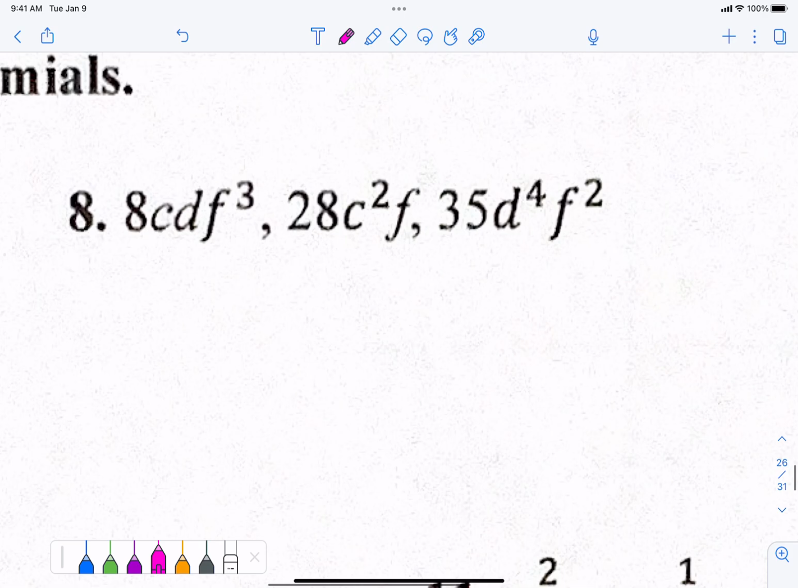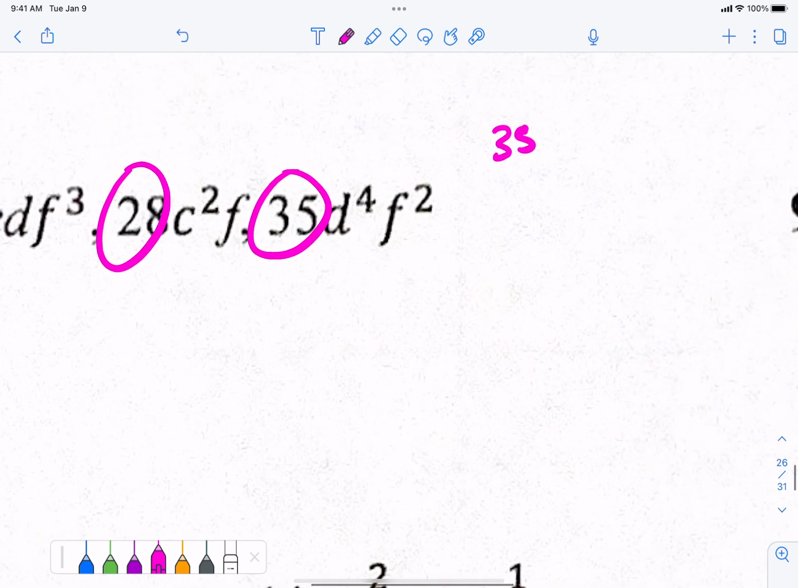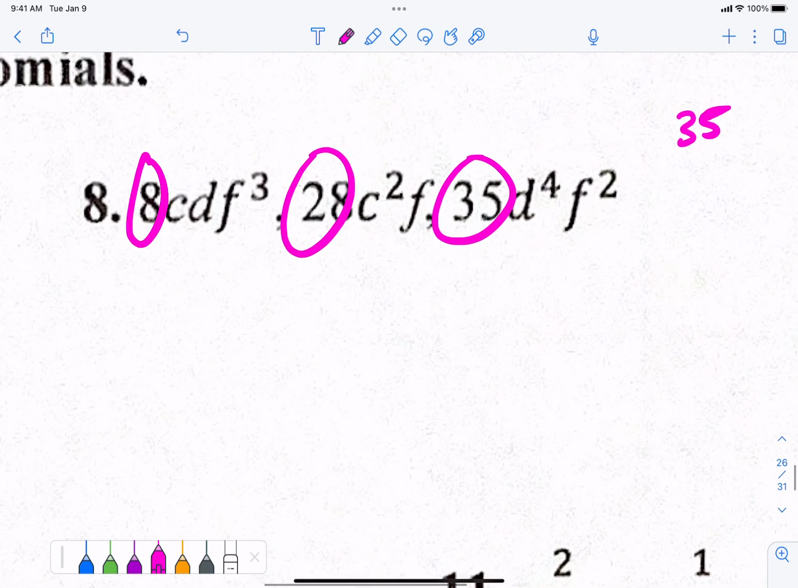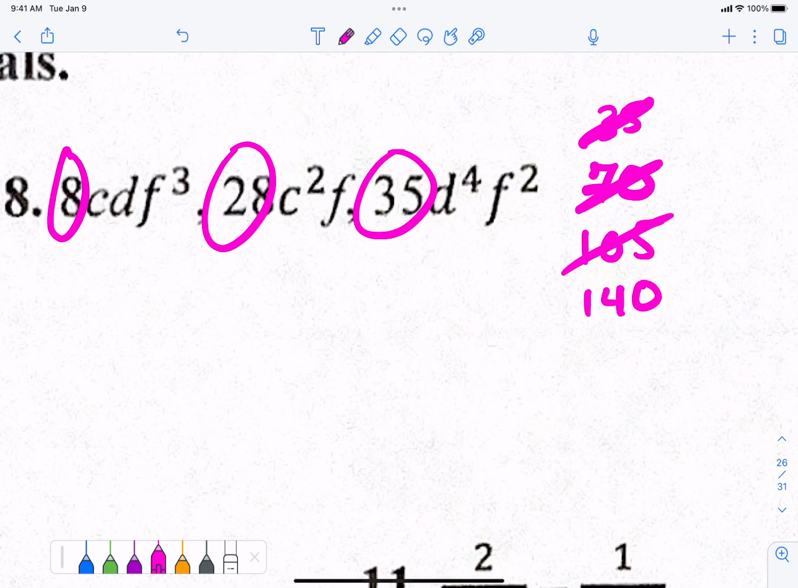Number 8. Do you want to try to do one of these on your own? No. Okay. 8 and 28 and 35 are my numbers. 35 is my biggest number. Does 8 go into 35? No. So the next number up would be 70. Does 8 go into 70? No. The next number up from 70 would be 105. Does 8 go into 105? I don't think so. The next number up would be 140. Holy crap. Does 8 go into 140?